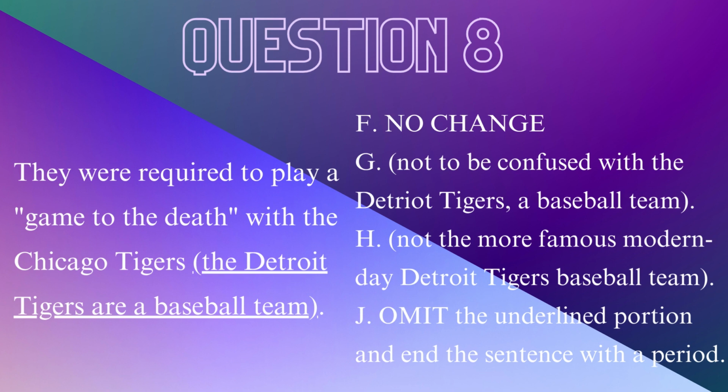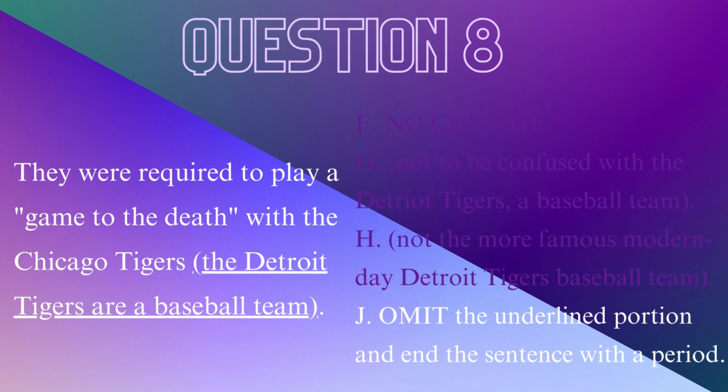So would this sentence mean the same thing? They were required to play a game to the death with the Chicago Tigers. Okay, so remember, this whole passage is about one sport and one sport only. It's about football. So the fact that it's throwing in the name of a baseball team is probably irrelevant. So yes, I can absolutely get rid of that. And look at my other choices. My other choices are really too similar. They're kind of out there in left field, as it were. So again, we need to stay away from baseball. We're talking about football here. And J, omitting it, would be the correct answer.